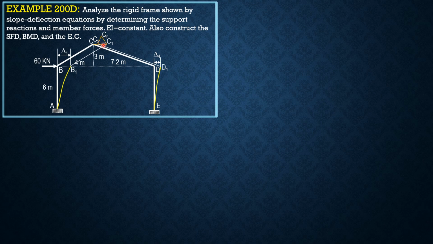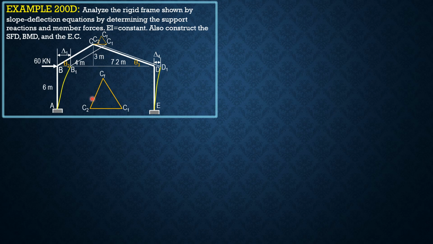And let's enlarge that triangle to relate the displacements or the side sway. I'll call this theta 2, opposite is 3, adjacent 4, so the hypotenuse is 5, which is also the length of member BC. I'll call this theta 3, opposite is 3, adjacent is 7.2. The length or the hypotenuse is square root of 7.2 squared plus 3 squared. So this is now the enlarged triangle.